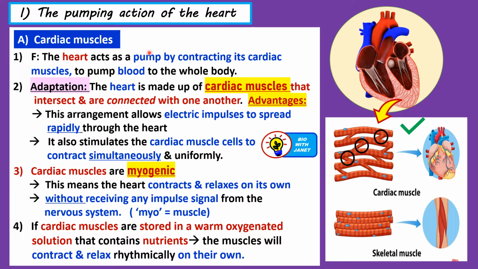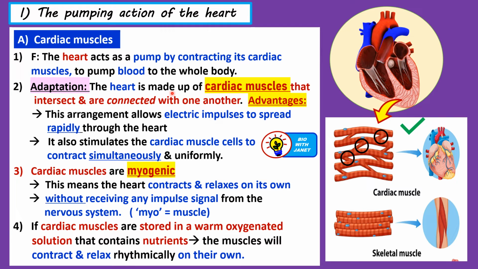Now, the first force that enables blood to be circulated in the body is the pumping action of the heart. So the heart is made up of cardiac muscles, right? Now, what's the function of the heart? The general function. The heart acts as a pump by contracting its cardiac muscles to pump blood to the whole body. So the heart is made up of cardiac muscles.